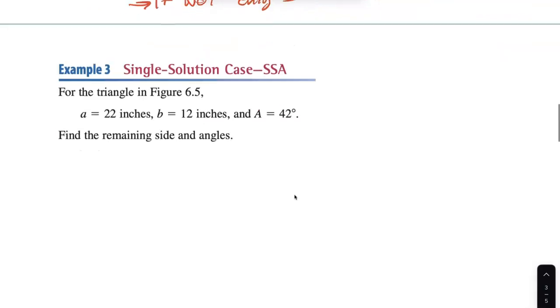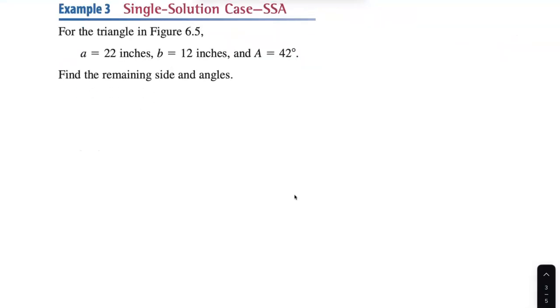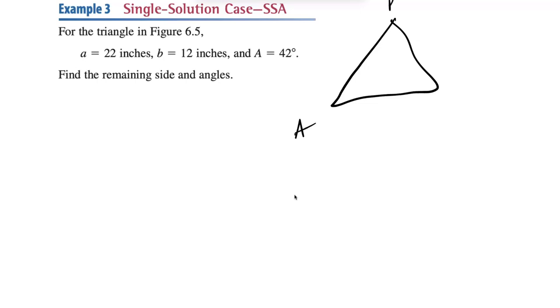That's the process. So let's do this first one here. Who wants to solve this guy? So let's put a little triangle here, ABC. A is 22. Angle A is 42, and B is 12.